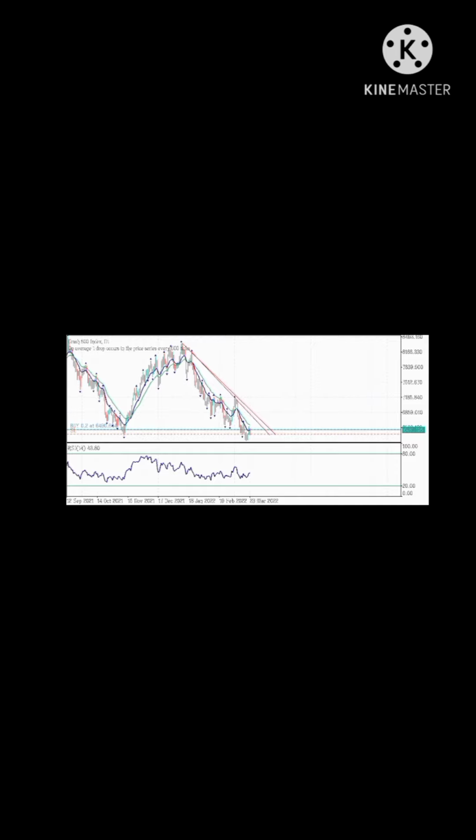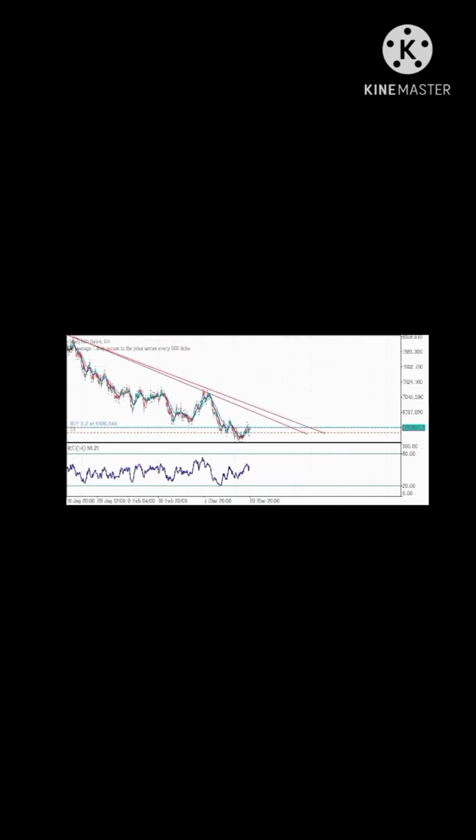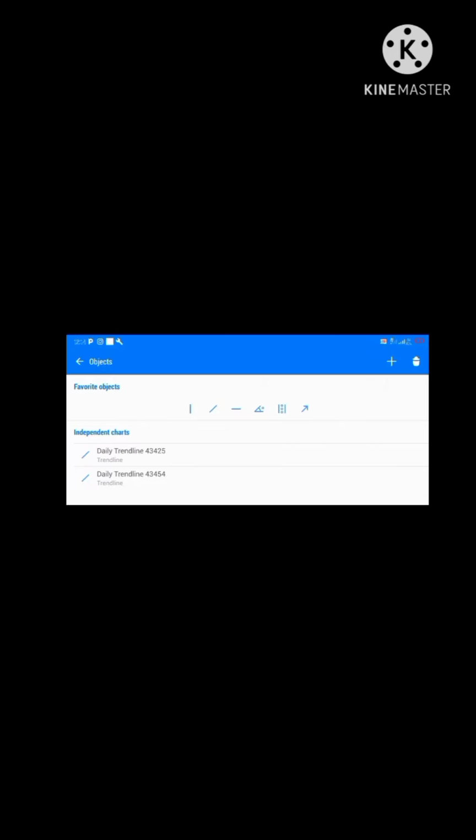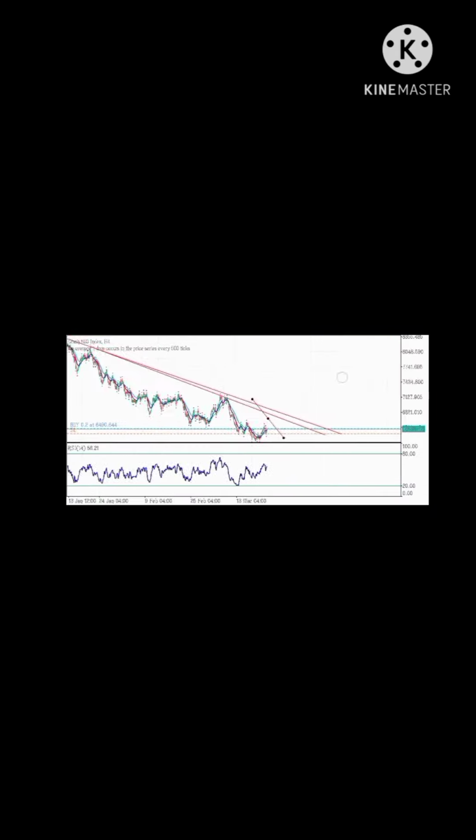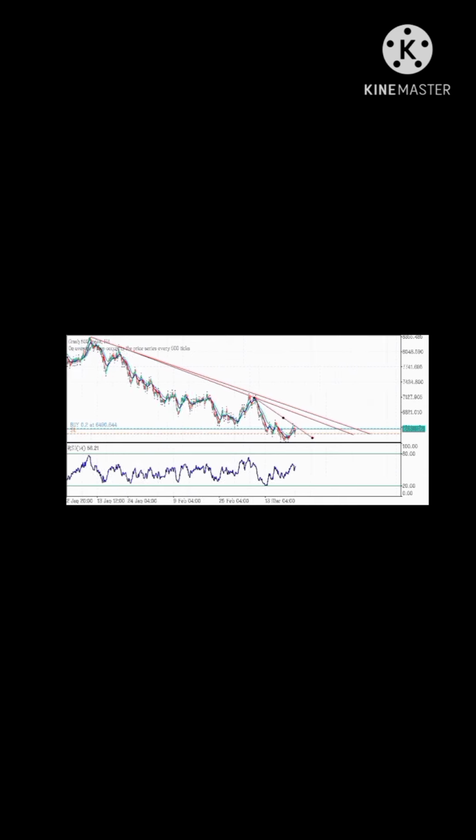Then another one is to draw a trend line on the hour time frame. So drawing a trend line is, if you want to join resistance, you join the highest points of resistance. Then if you want to join the support, you join the lowest points of support.